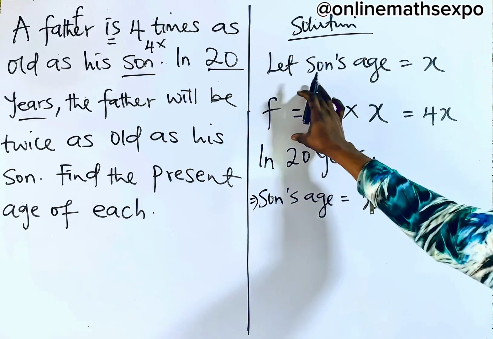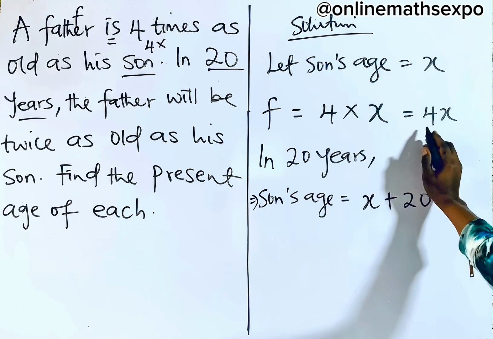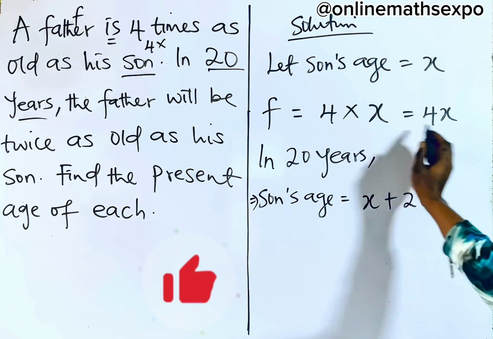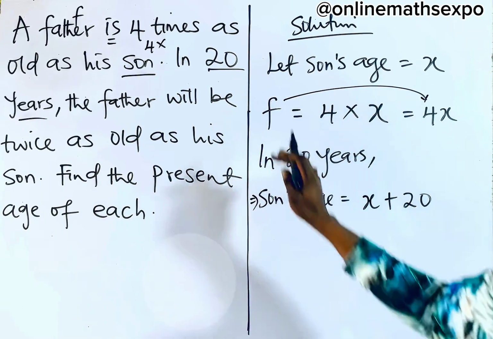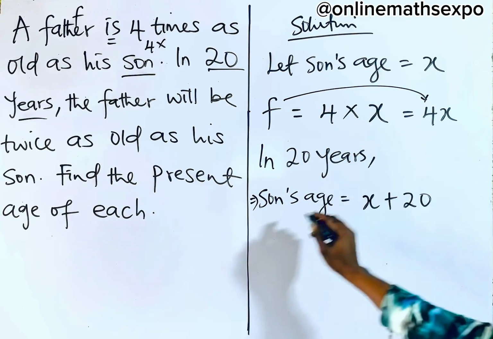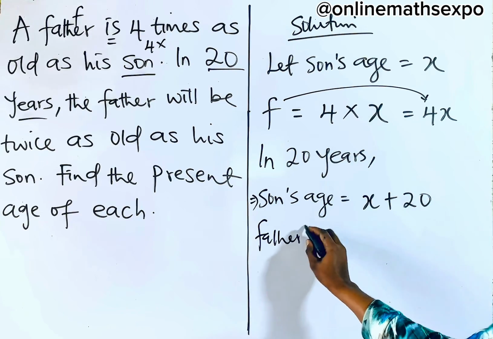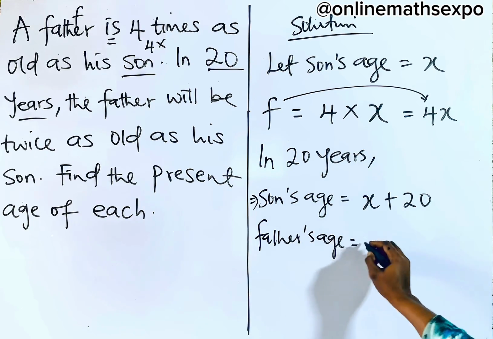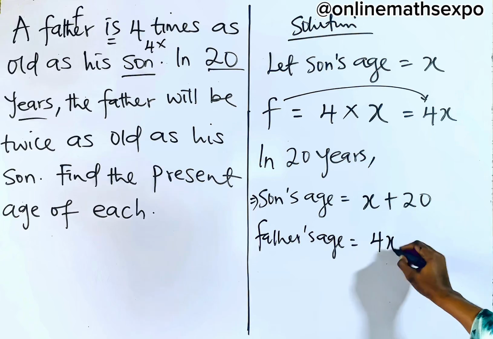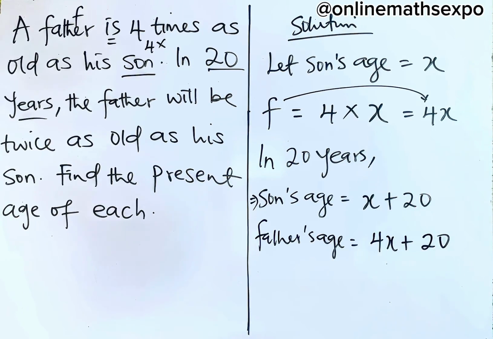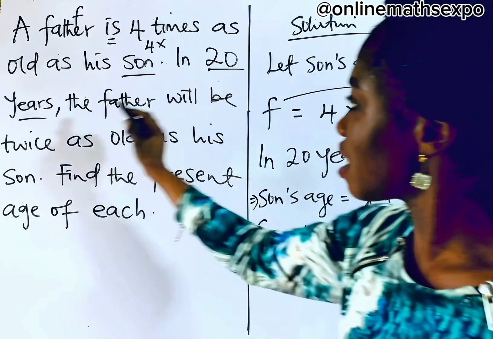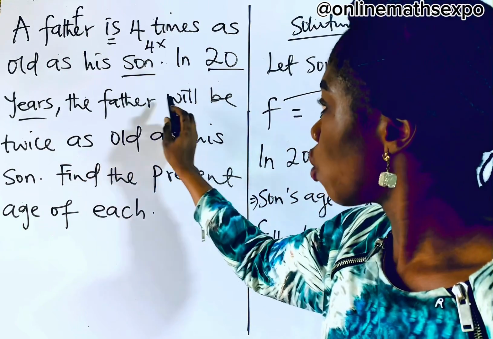Then what will be the father? The father, we have seen the father is 4x. The father's age is taken as 4x. So we don't need to write F again. So we're going to have the father's age in that 20 years will be 4x plus 20. That is just what you need to do.